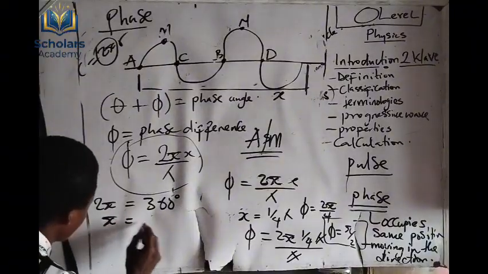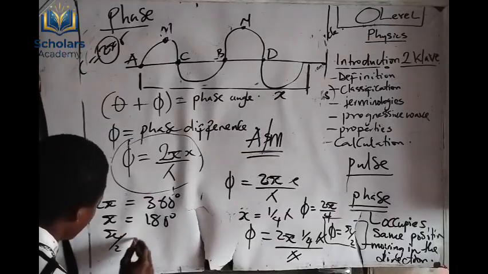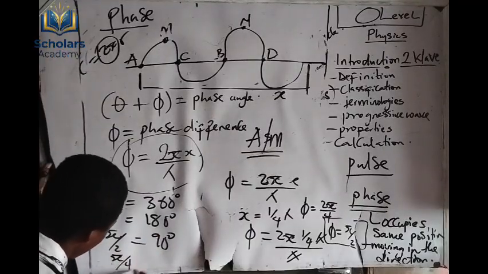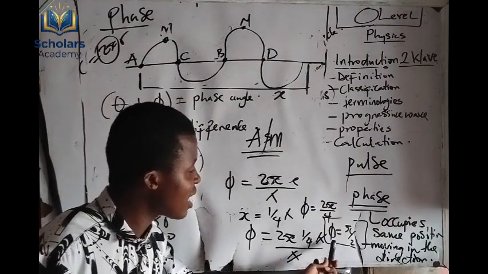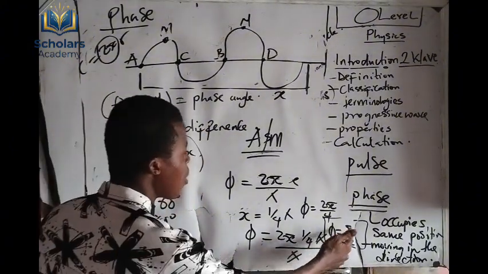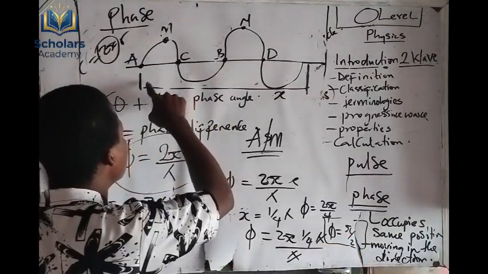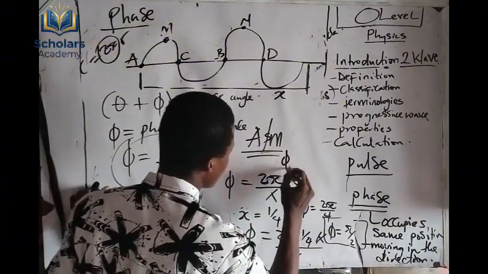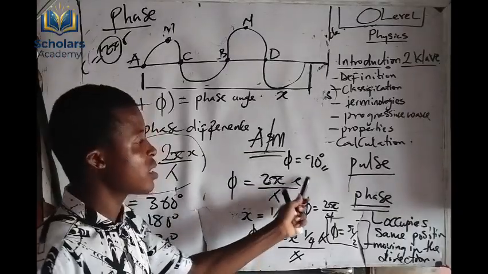So 2 pi for a full cycle is 360 degrees. So 1 pi is half, that will be 180 degrees. So pi over 2 should be 90 degrees. So pi over 4 should be 45 degrees. So 2 pi is 360 degrees, 1 pi is 180 degrees, half pi is 90 degrees, pi over 4 is 45 degrees. So this means this is half pi. What's our half pi? 90 degrees. Or since you know that 1 pi is 180, you can just do 180 divided by 2. So the phase angle between A and M is 90 degrees.